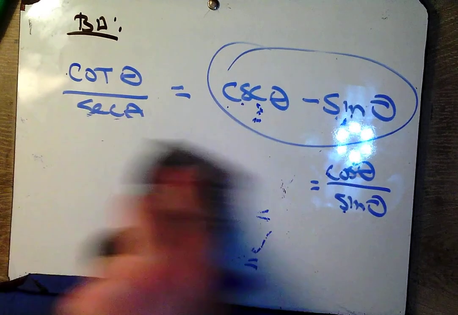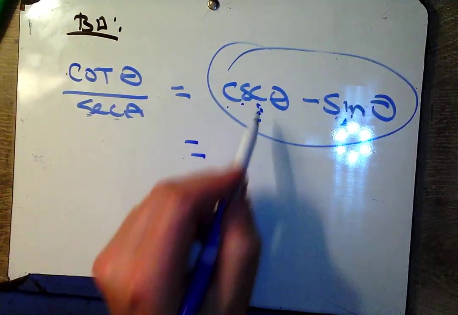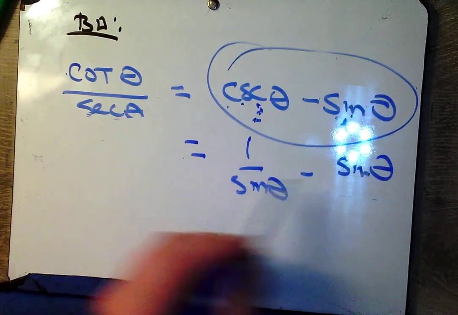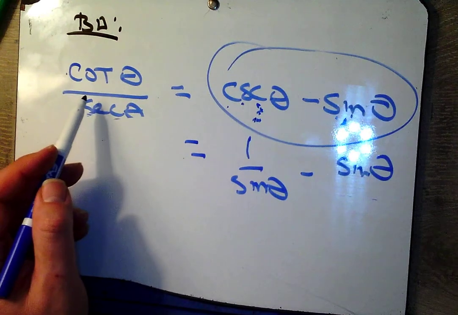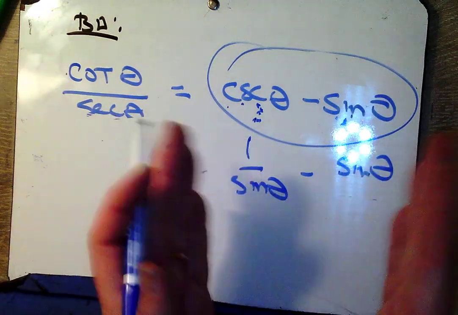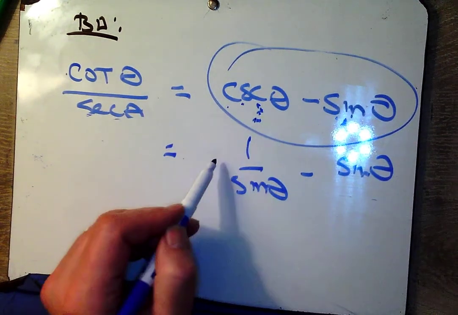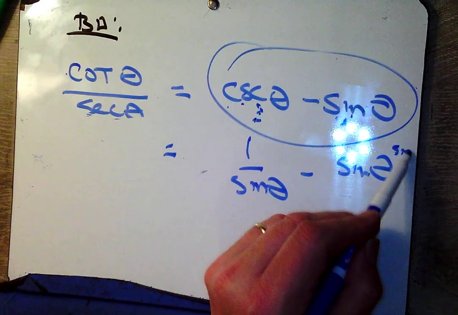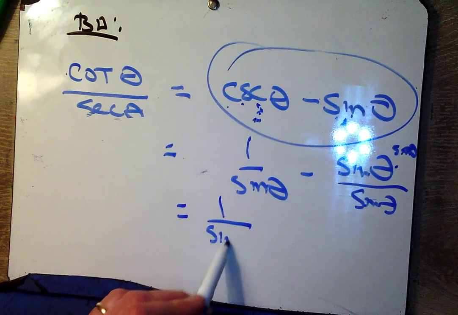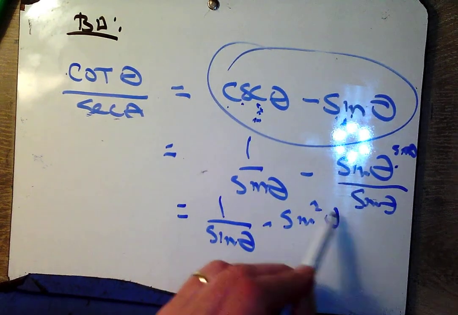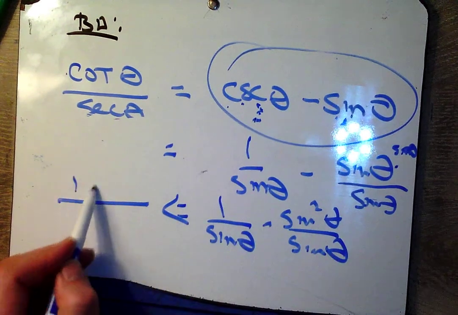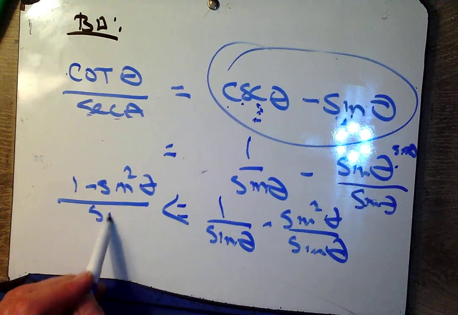But what if you worked the right side? Well, let's see. Cosecant is 1 over sine minus sine. Okay, and I've got two things over here, but only one over here. So I'm going to use that strategy that says, why don't you make a common denominator so you can turn this into one thing over here? Cool. So I'm going to multiply here by sine over sine. And so that's going to give me 1 over sine minus sine squared over sine. In fact, I think I want to write that as 1 minus sine squared over sine.